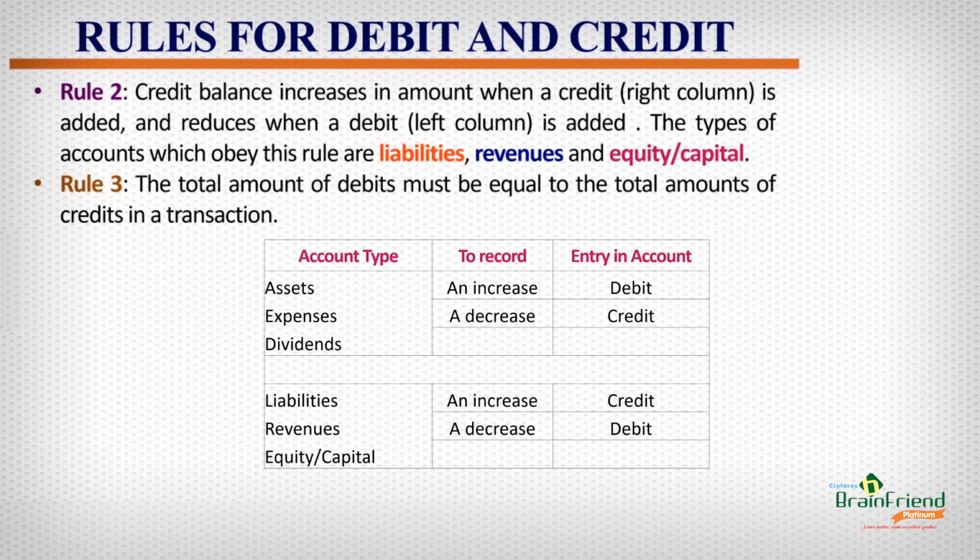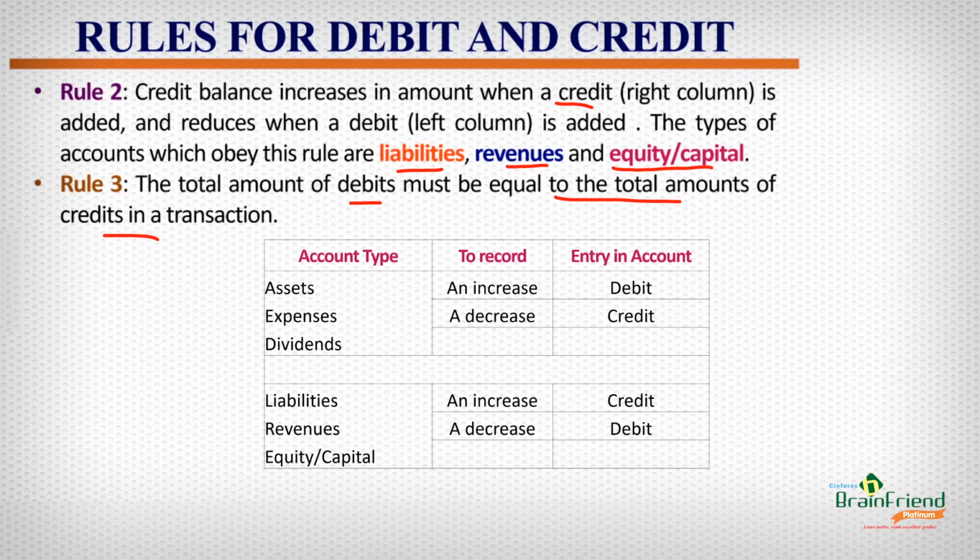What's the second rule? The second rule states that credit balance increases in amount when a credit, which is the right column, is added, and reduces when a debit, that means all transactions are added to the left-hand side of an account. The types of accounts that obey these rules are liabilities, revenues, equity, and capital. Then the third rule, the total amount of debits must be equal to the total amount of credit in any given transaction. So let's simplify it.